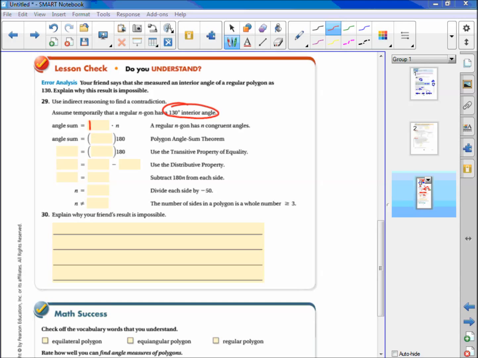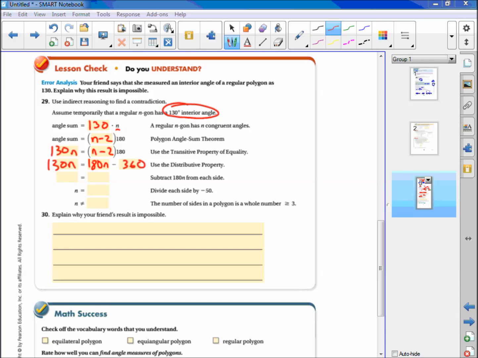So there are 2 ways we could find the total angle sum. We could take the 130 and multiply by the number of sides, or we could do the angle sum theorem, which says that the number of sides minus 2, times 180. Now, these two things should give you the same number for the total interior angles of this polygon, so we can set them equal to each other. So in this case, we're going to have 130n equals (n minus 2) times 180. We still have 130n on the left side, but over here we're going to do the distributive property. So 180n minus 360.